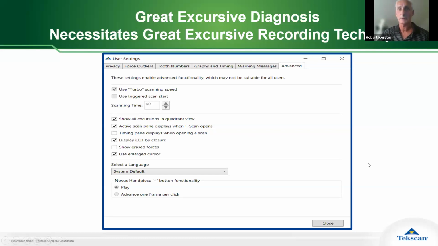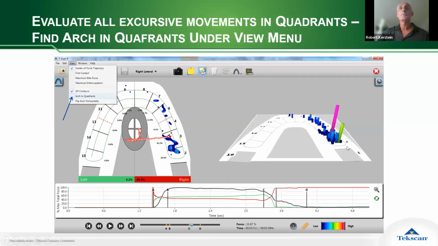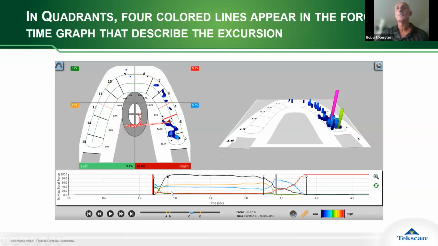And again, we'll talk about these things in detail. If you do not have your settings set up correctly, you can find quadrant view under the view menu, view, arch, and quadrants. And that will take the 2 colored graph, leaving the black line out, the red line being the right half of the arch, the green line being the left half of the arch, and turn it into a 4-colored graph where the blue quadrant is the posterior right, and the orange quadrant is the posterior left. And this is essential to being able to analyze your excursions.